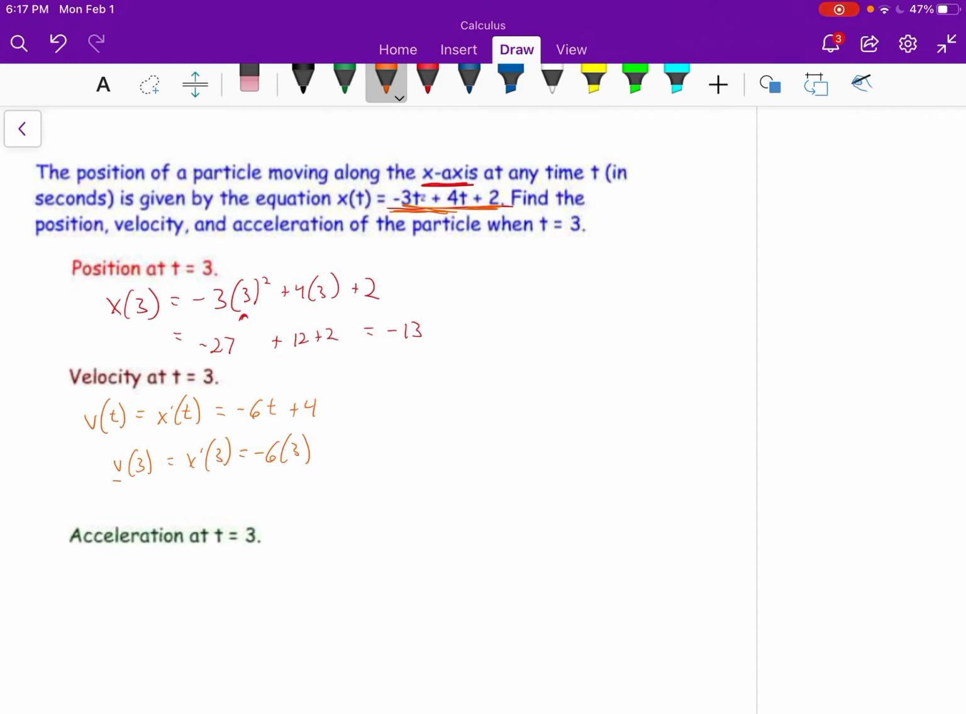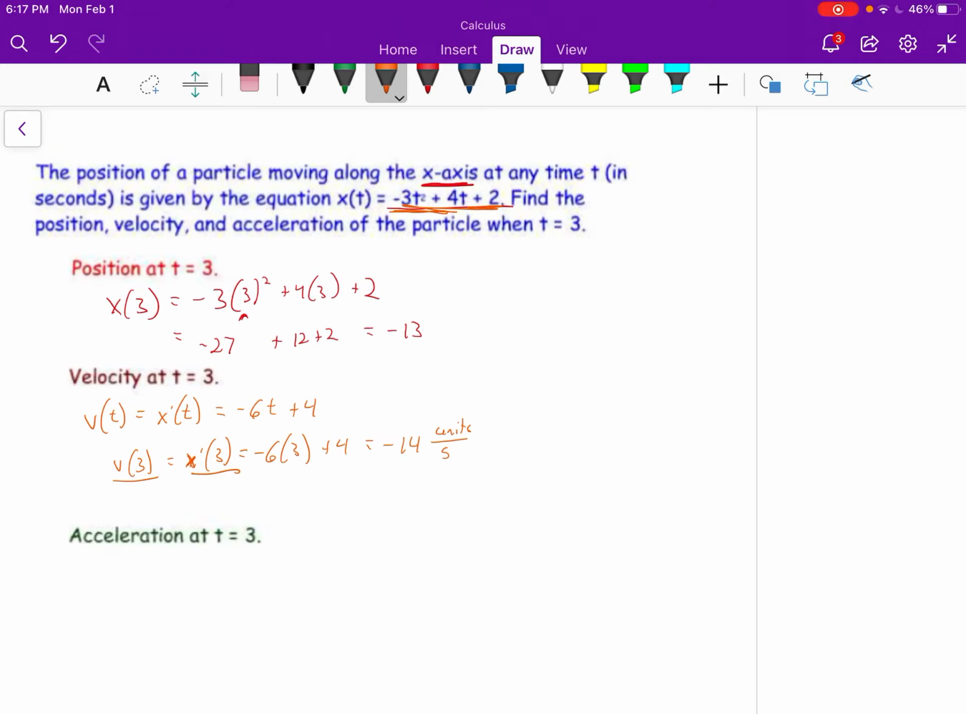You don't have to write both of these things. I'm just trying to remind you. So negative 18 plus 4 is negative 14, and this is units per second. A negative velocity means it's moving in the negative direction. It's moving to the left.